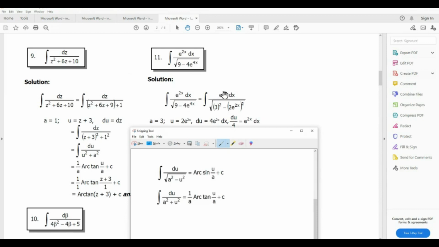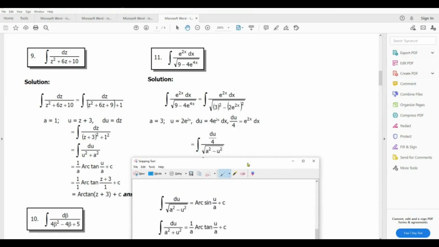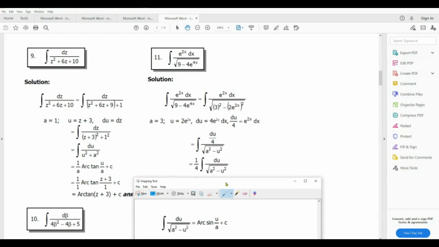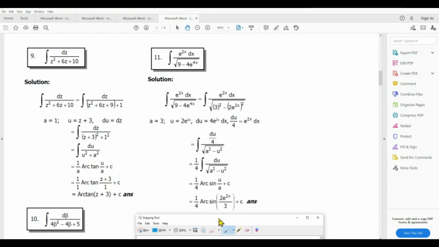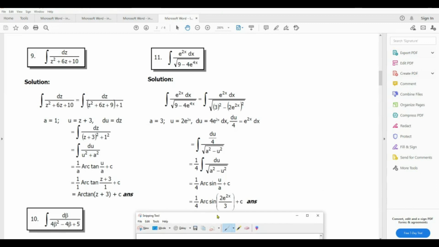So therefore, meron kong e to the 2x dx doon, get the equivalent, and that is du over 4 is equal to e to the 2x dx. Then substitute, this will become integral of du over 4, then this is the square root of a squared minus u squared, or 1/4 integral of du over square root of a squared minus u squared. And this will become arc sine u over a, or 1/4 arc sine u over a plus c, then substitute u equals 2 e to the 2x over 3. That is the final answer.